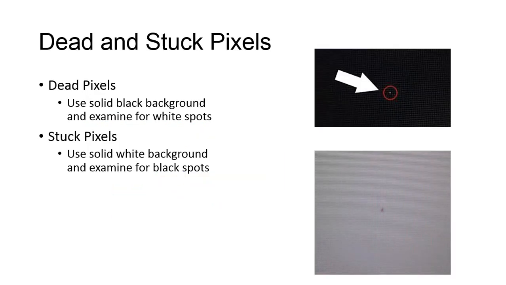When referring to LCDs, electric charge is applied to turn a pixel off so that it is dark against a light background. Truly dead hardware pixels are identified by bringing up a solid black background and examining it for white spots. It's also possible for hardware pixels to become stuck in an on state. In this case, we look for black spots on a solid white field.